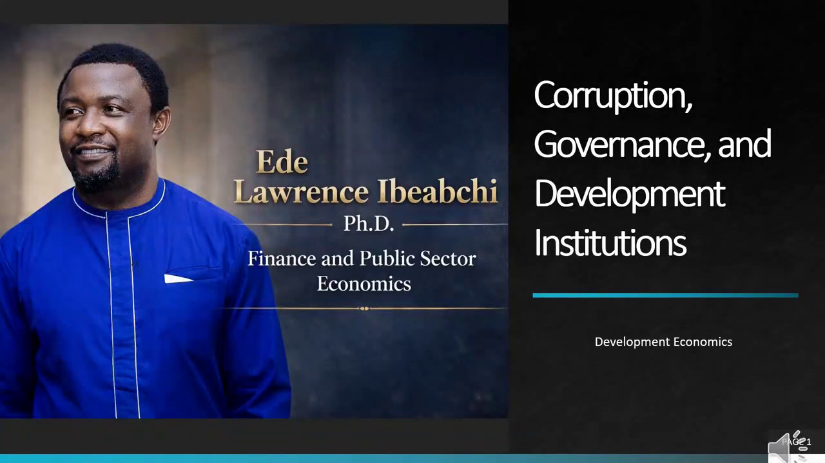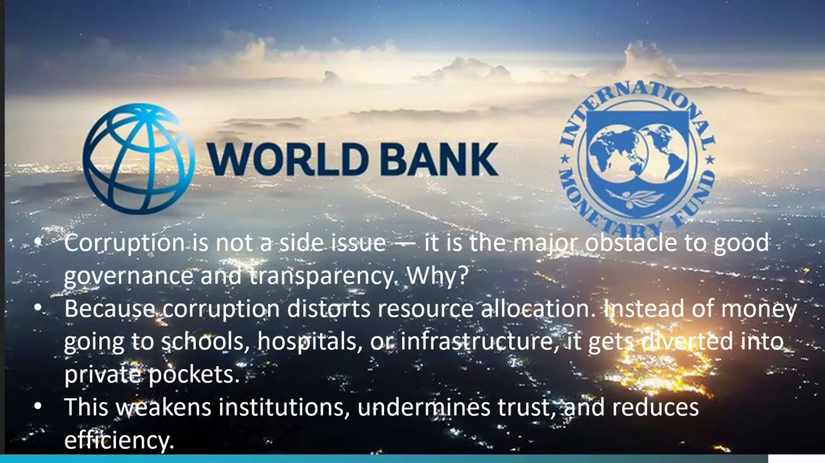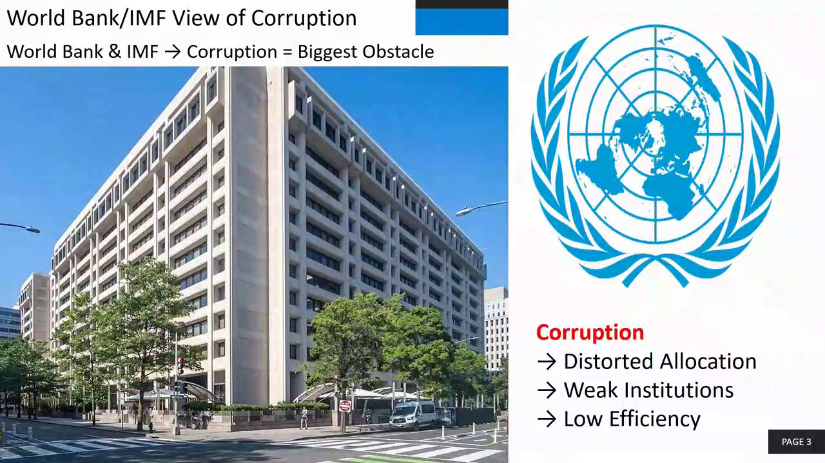Welcome to ECO 462. Today we explore how corruption shapes governance and development institutions. The World Bank and IMF argue that corruption is the single biggest obstacle to transparency and effective planning. Let's unpack their view and connect it to institutional economics.